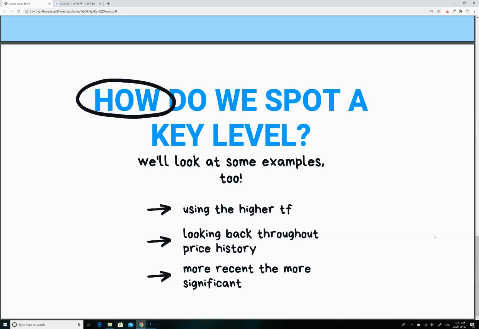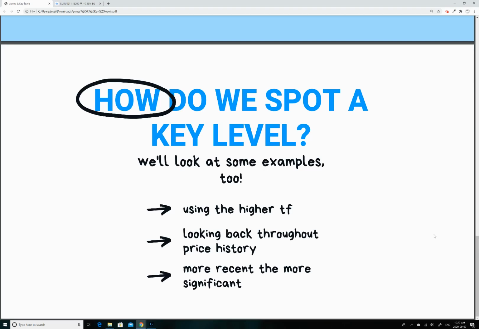So how do we find a key level? Because obviously if price is going to respect a key level more often and more accurately, then that's what we want to be using as often as possible, right? Well, in order to find a key level, you're really going to want to be on the higher time frame. So we're looking at the daily, weekly, monthly. It's going to be much easier to spot that way.